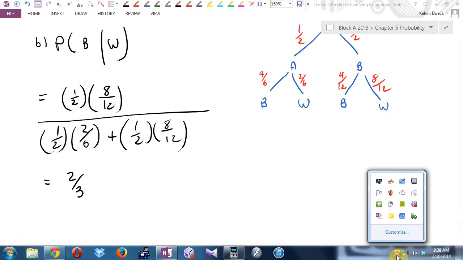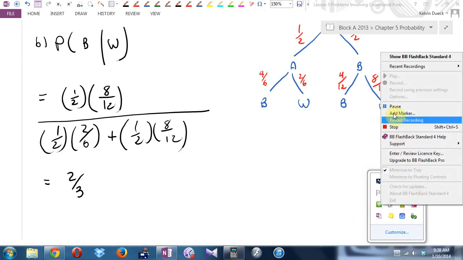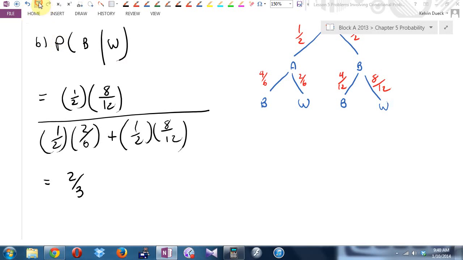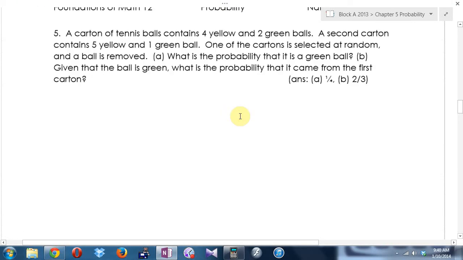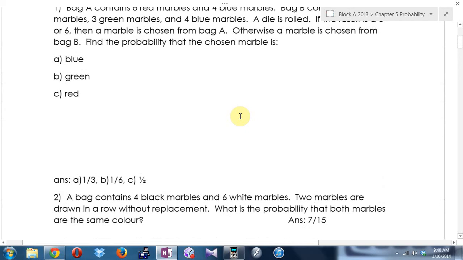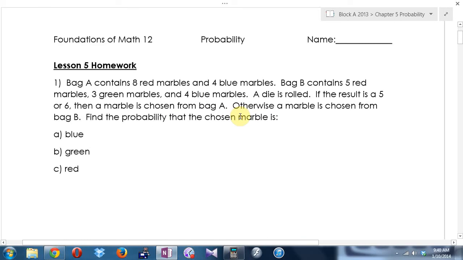What's your homework? Got to practice this. Take a look at this. This is called Lesson 5 homework. Okay. Give you some hints here, throwing lots of this at you. In number one is no conditional yet because I don't see the word. It just says find the probability that the chosen marble is blue, green, red. Use a tree and figure out the branches. No conditional yet.